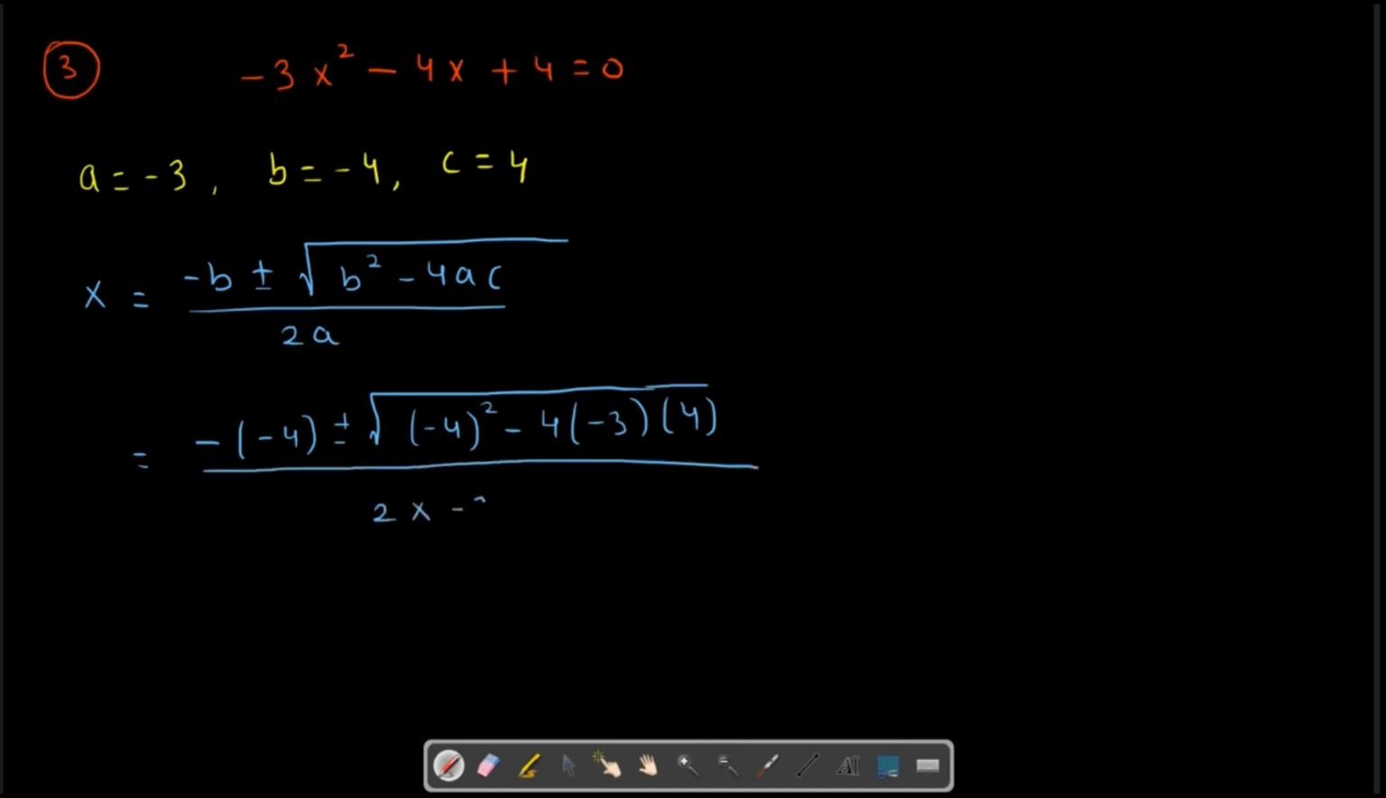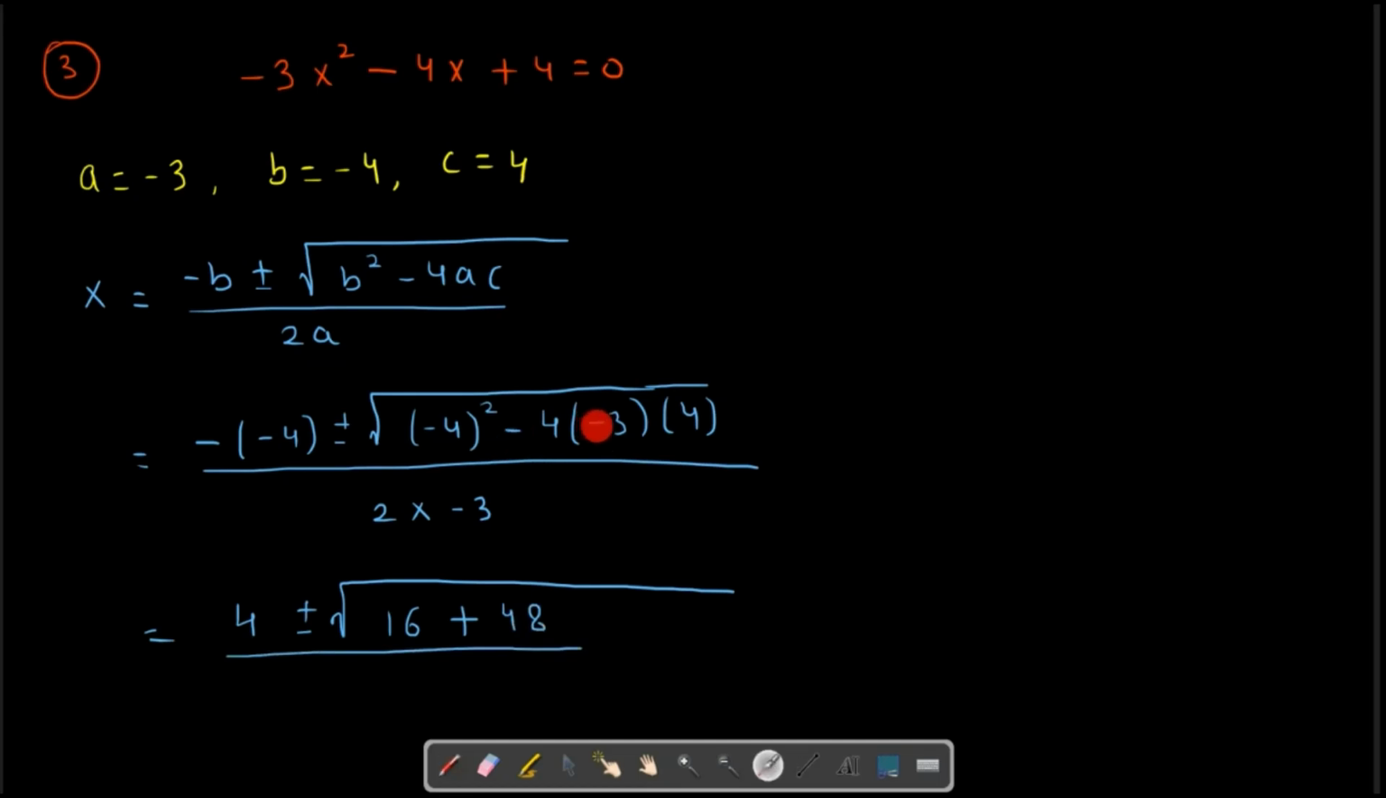Again, watch for the sign, a is negative. Negative of negative 4 is 4 plus minus square root of, what is negative 4 square? It's 16 plus 4 times 4 is 16 and 16 times 3 is 48 over, and obviously the sign is positive. Why? Because we have a negative over here and a negative over here as well. Over 2 times negative 3 is negative 6.